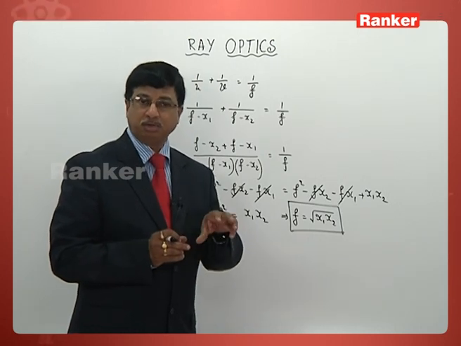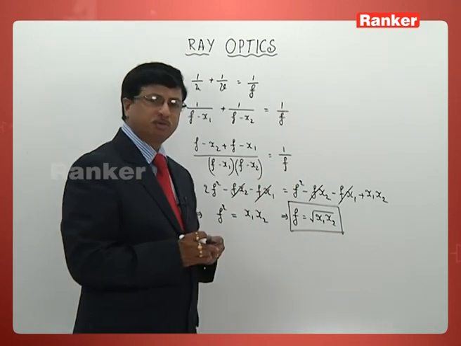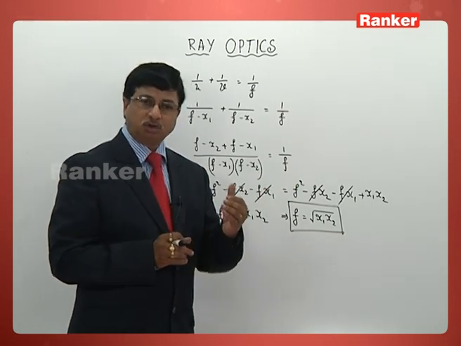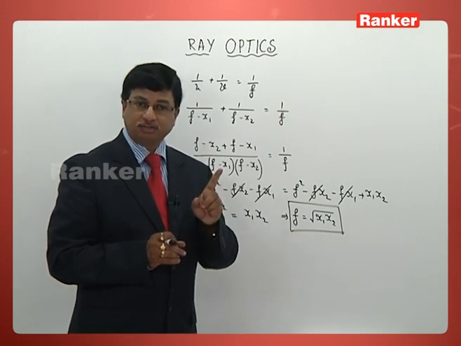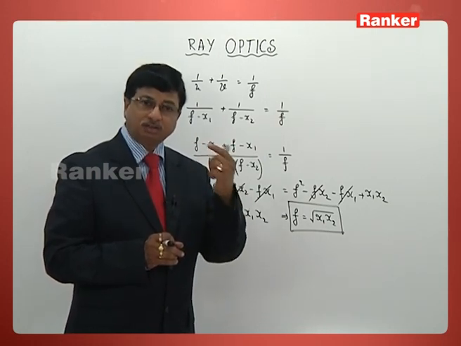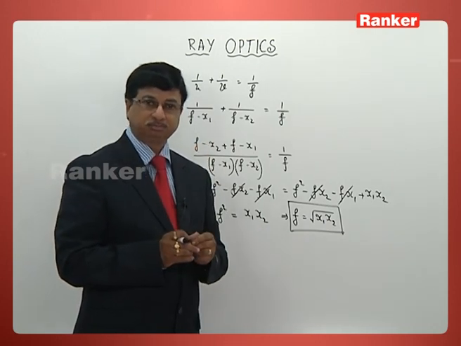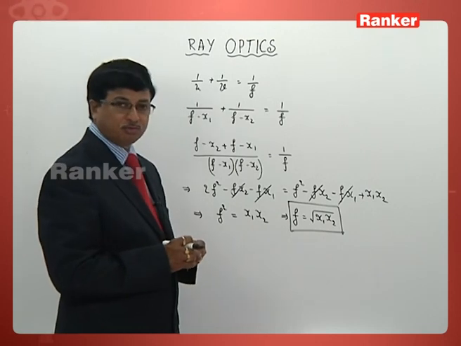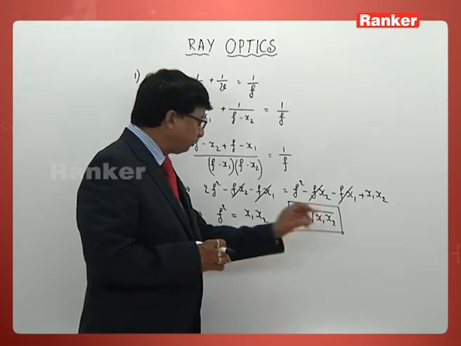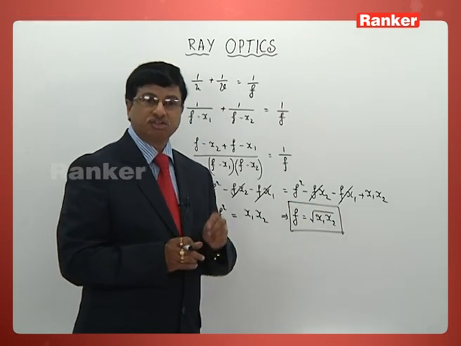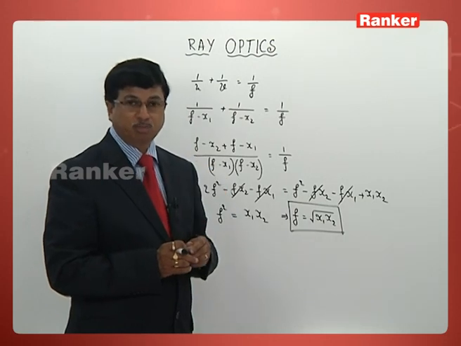If you can remember Newton's formula directly, it's a very simple concept. Focal length is equal to root of x1 x2, where x1 and x2 are the distances to the object as well as the image from the principal focus of the concave mirror. So this is the equation for focal length in terms of object distance and image distance, which are measured from the principal focus of the concave mirror.